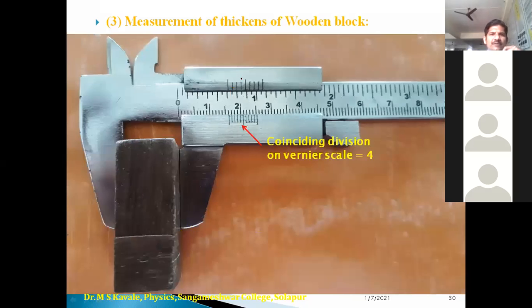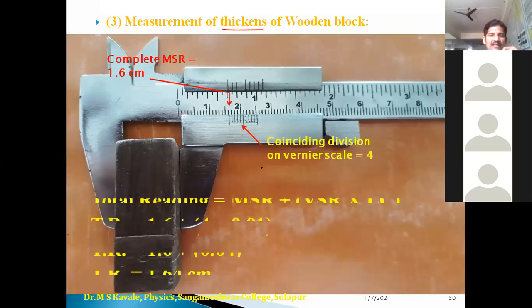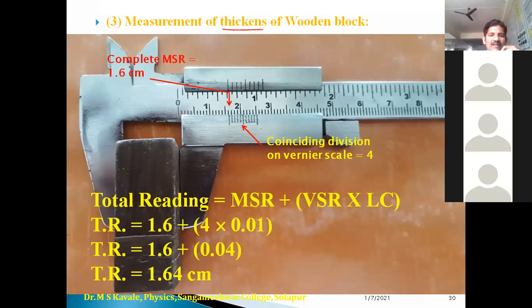Now, measurement of thickness of wooden block. Complete MSR is 1.6 and coinciding division is 4. Okay, fourth division is coinciding. Fourth coinciding division of Vernier scale is 4. Therefore, total reading is equal to 1.64 centimeter.